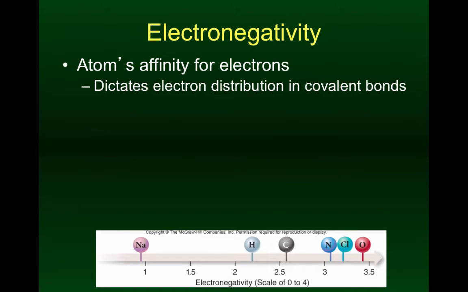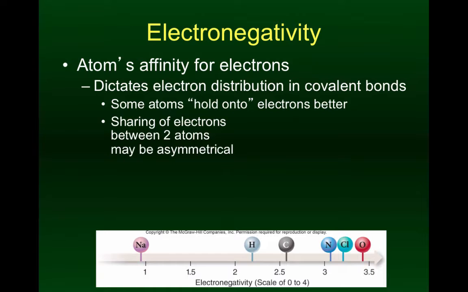Okay, so if we take a look at something called electronegativity. Electronegativity is a measure of how strongly an atom attracts electrons. Another way of saying that is it's the affinity of an atom for an electron. It's how strong or how tightly it holds on to those electrons when other things try to take the electrons away.